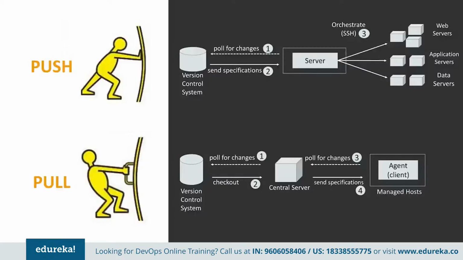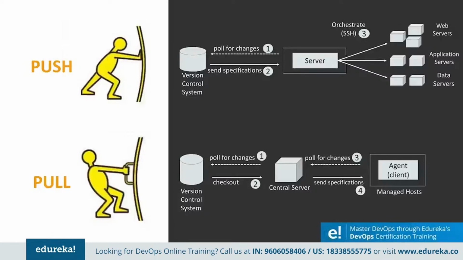Now, coming to the pull-based configuration, the relation between the version control system and the central server is the same. It basically constantly pulls the version control system for any changes in the code base, and whenever there are changes, it pulls those changes. But the main difference between both architectures is that the pull-based configuration management tool has an agent present, and this agent or client is a software that manages all the nodes.